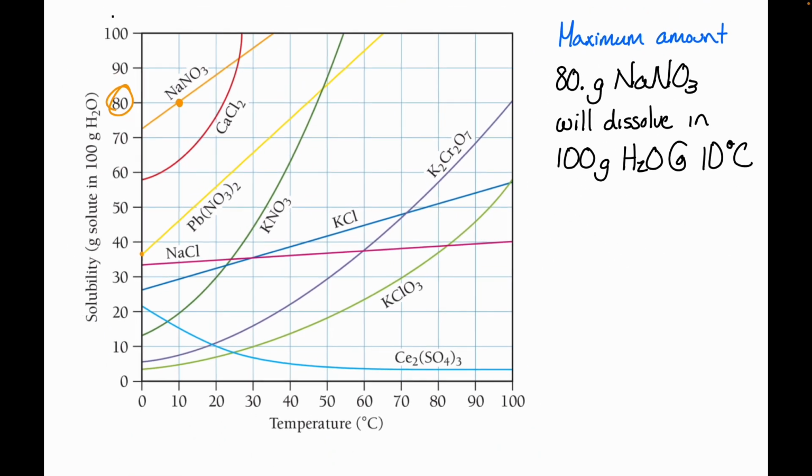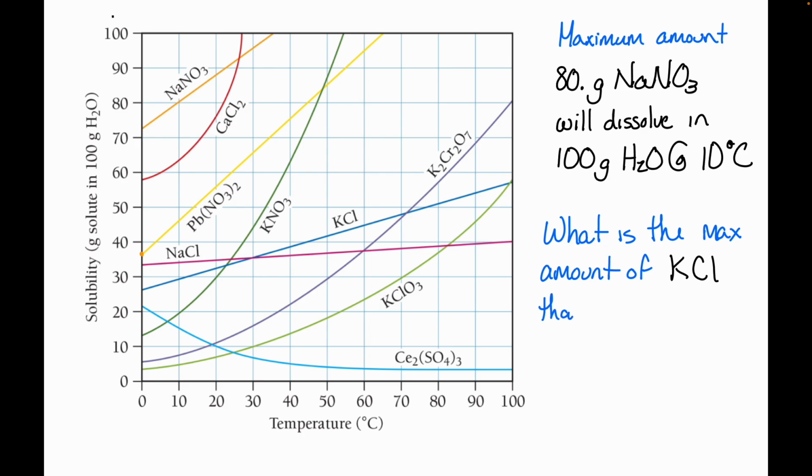I want everybody to take a second and tell me the maximum amount. The most basic thing that I could ask you about this chart is, what is the max amount of potassium chloride that will dissolve in 100 grams of water? I'm going to give you a specific temperature here, at 50 degrees Celsius.